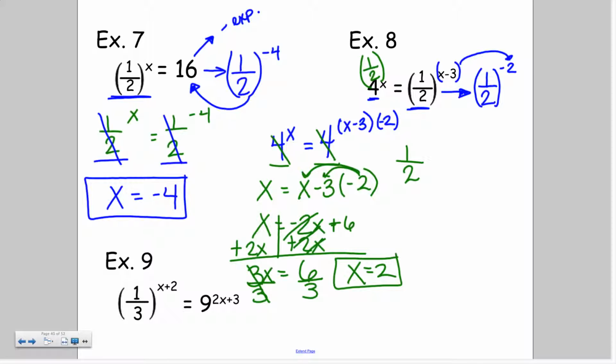Yeah, you will. Negative 2. So negative 2 is the one that's going to give you a 4. All right. So we have 1/2 to the negative 2, and it's equal to 1/2 to the x minus 3. Then you're just going to solve it out, setting your bases equal to each other, and you're going to be able to solve that out.